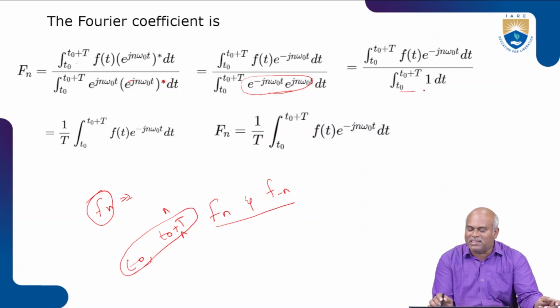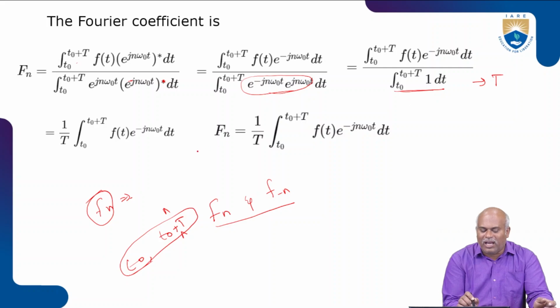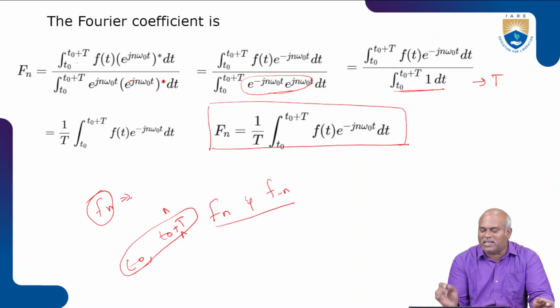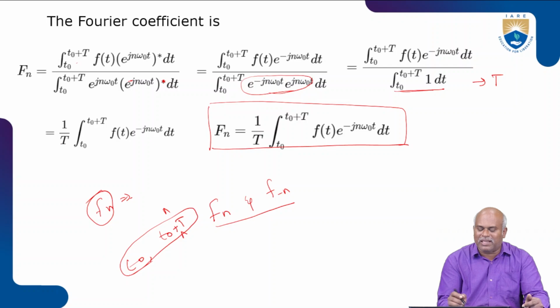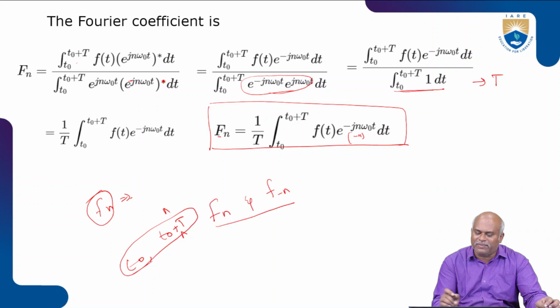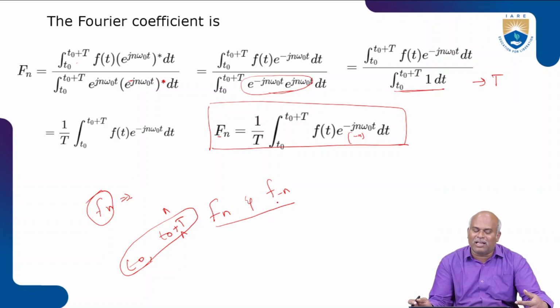If we integrate this, we get the capital letter T. So I write this as 1 by T, integration from t0 to t0 plus T of f of t e power minus j n omega 0 t. This is called the exponential Fourier series coefficient. It depends on the case: if you apply a minus here, then you apply minus n here instead of plus n. Then we get both coefficients, f of n as well as f of minus n, so this condition is also considered orthogonal.